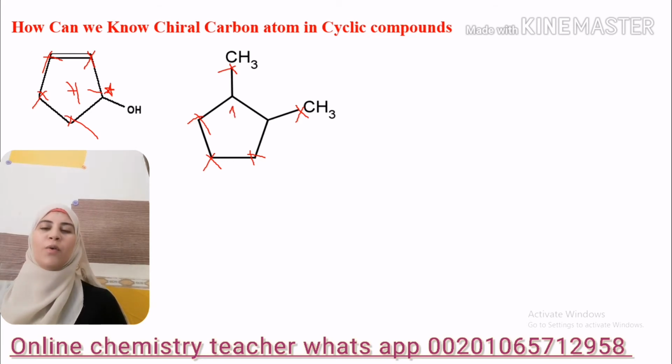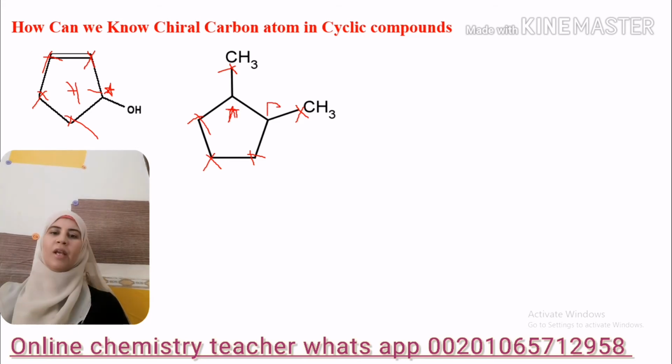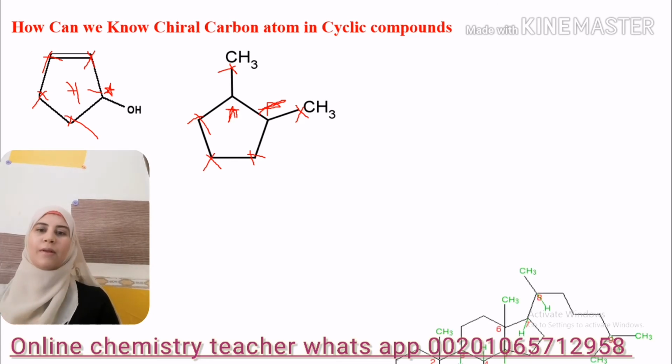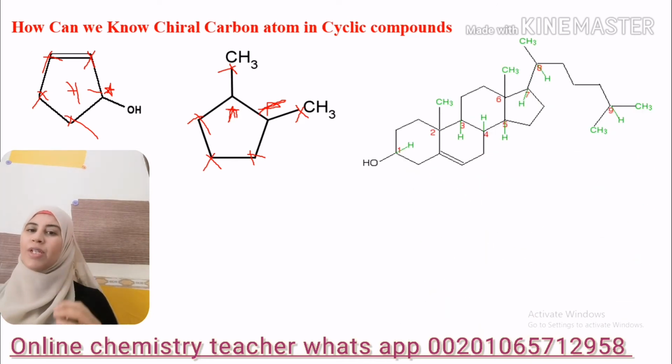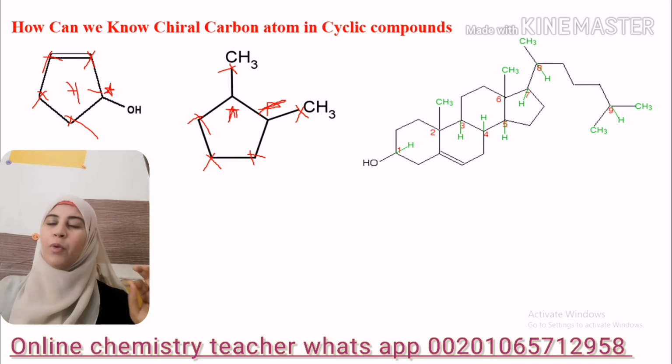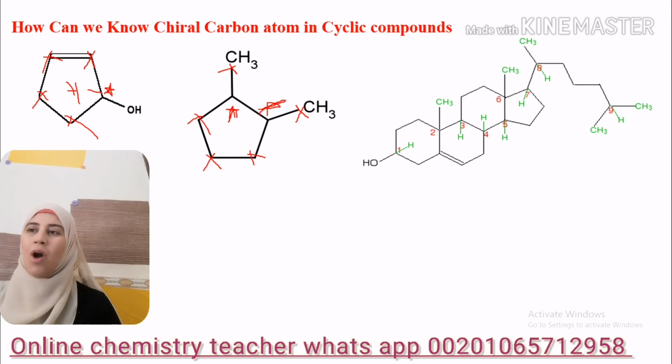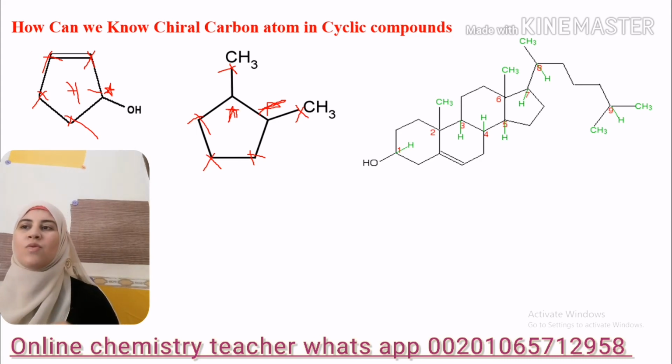The other one is attached to 4 different groups, so we have a chiral carbon atom. We will have more complex compounds. At first, we have the following compounds. We start by identifying the carbon atoms in our compounds. First, we have a carbon atom attached to hydroxyl, 2 carbon atoms and hydrogen.